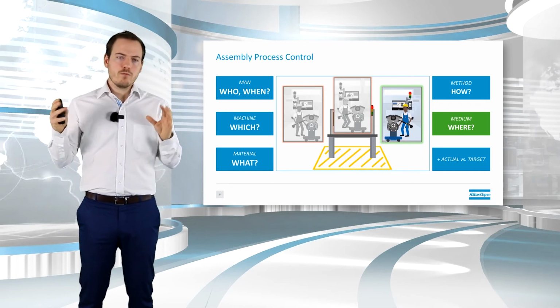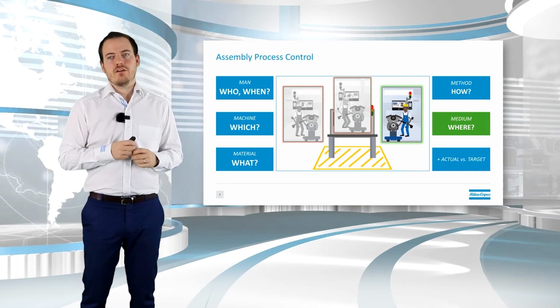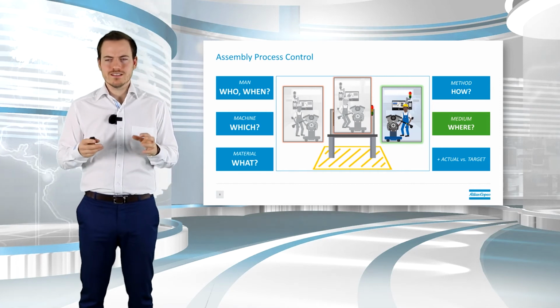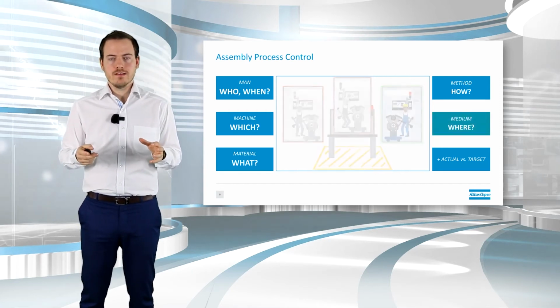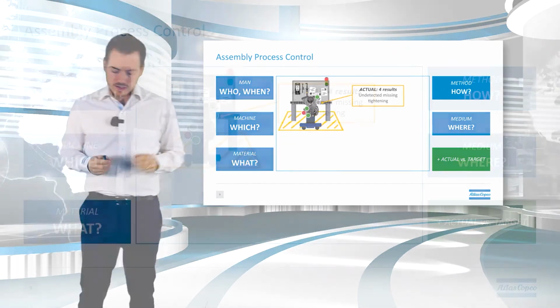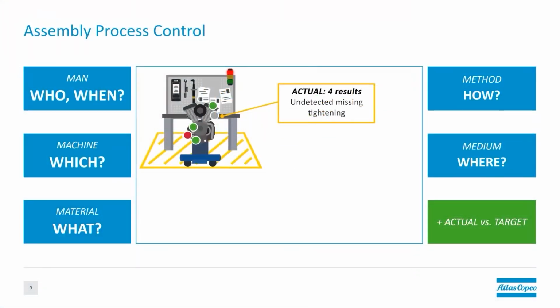So now we completed the 5 M's, but we have something extra here that I would like to point out. What is this actual versus target? So let's analyze again. We continue with the engine production. So again, here we have an engine. What is the process that we have to do on this engine, in this station? We have to do 5 tightenings.